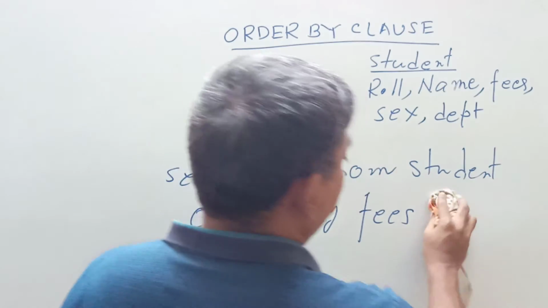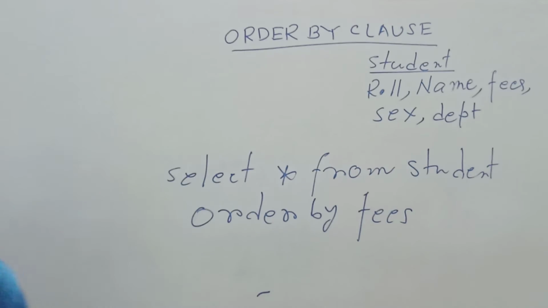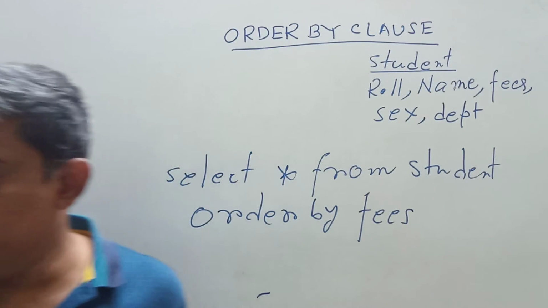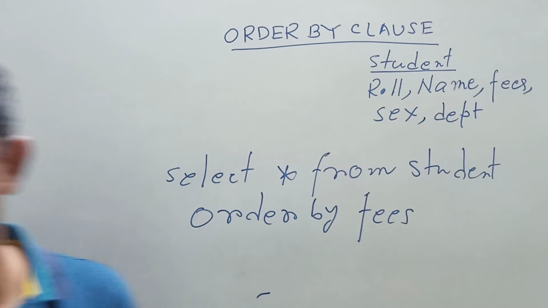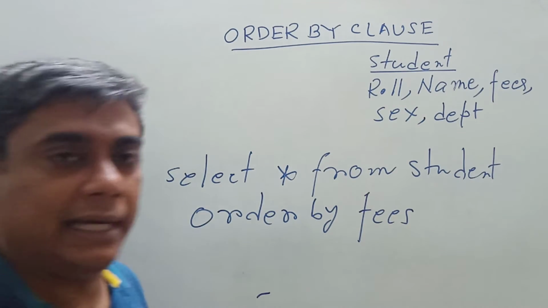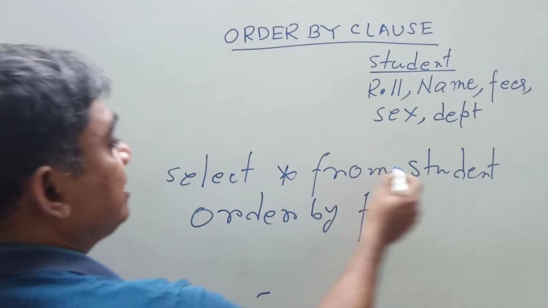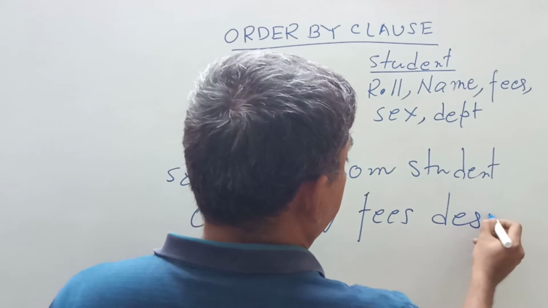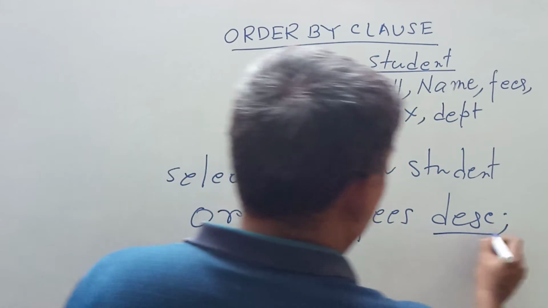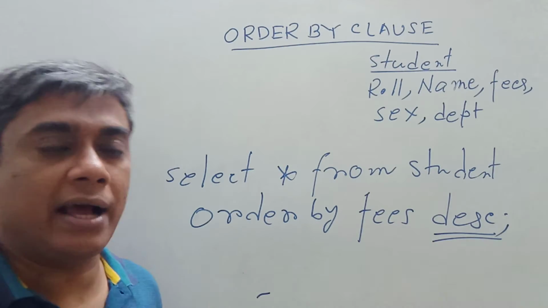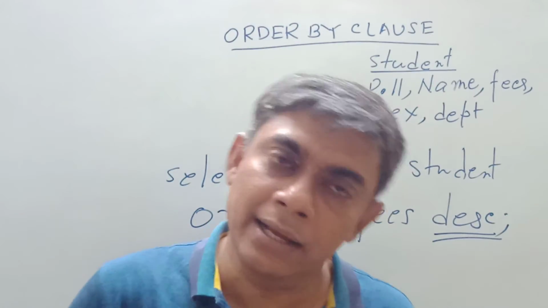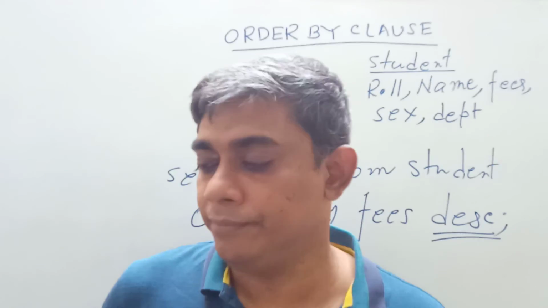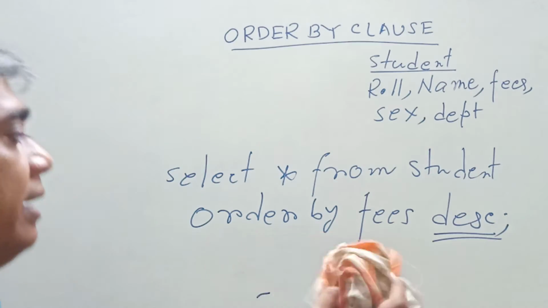Suppose there is a question, we want to display details for all the students in descending order by their fees. So we write select star from student, order by fees, DESC. This is for descending. For ascending, we write ASC, and for descending, we write DESC. Understood, student? Next question.